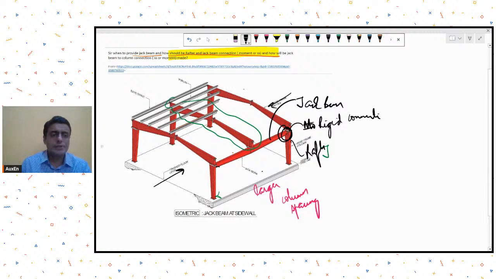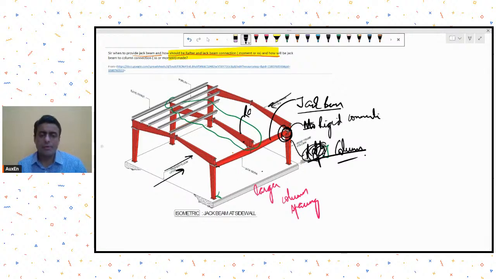His second question is, how will the jack beam connect? This is my column, not rafter. Sorry, my mistake. I wrote it rafter. So, jack beam to column connection. Quick answer again: it will depend whether you want to provide a simply supported connection or a rigid connection. Usually, we would like to provide a rigid connection because otherwise lateral resistance along the length of this shed will become problematic in this area. So it will be better if I can provide a rigid connection over here, jack beam to column.